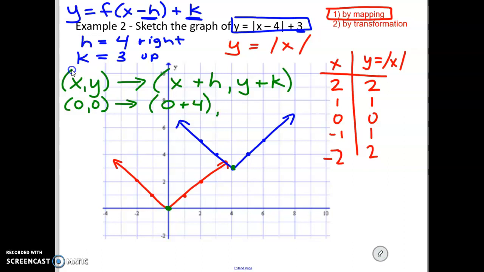And then the y value is 0 as well, and that moved plus 3 units up. So my point (0, 0) is actually 0 plus 4, so 4, and 0 plus 3, so 3. So the point (0, 0) has now moved to the point (4, 3).